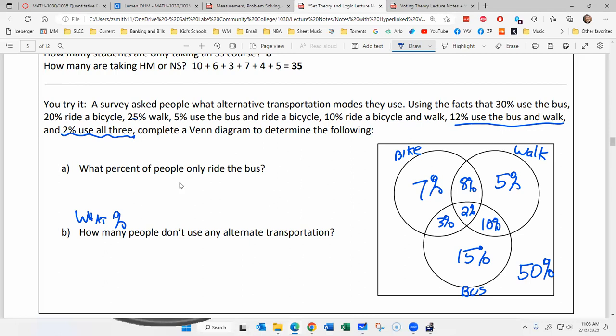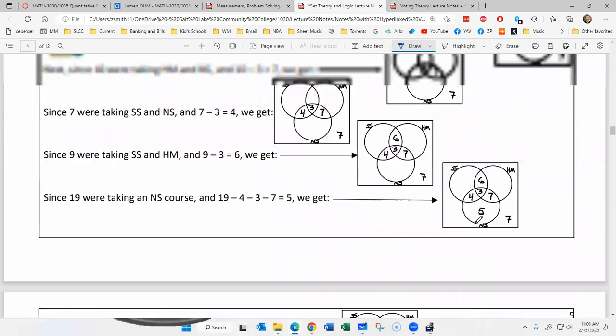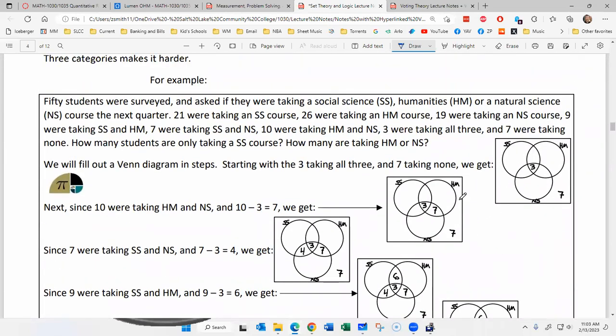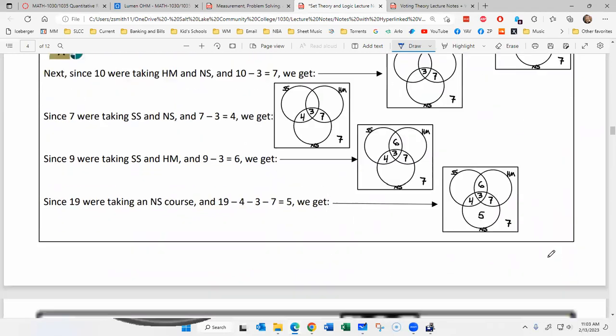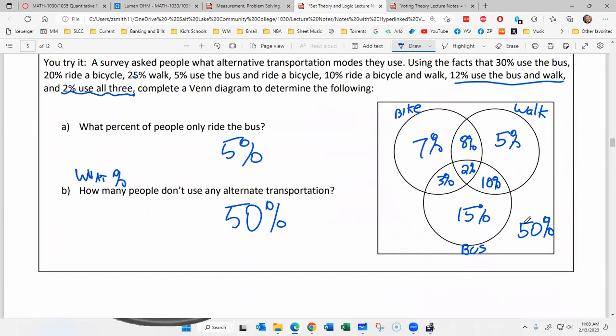What percent of people only ride the bus? 5%. How many people don't use any alternate transportation? 50%. So when you're creating these Venn diagrams, 2 and 3 Venn diagrams, start in the middle and like the last statement and work your way backwards until you have everything filled out.